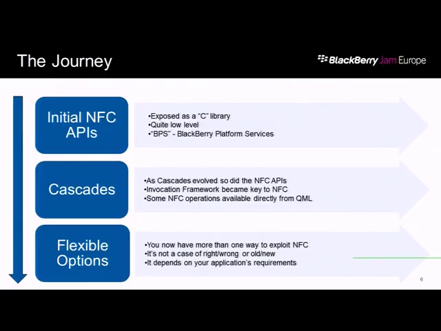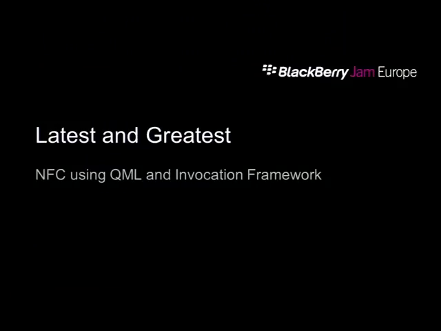So now we have both, and we have flexibility, and this is where we'd like to discuss with you what those options are, what the strengths and weaknesses are of the different options that you now have, and maybe how we'd approach things, not that you have to do it the same way. So, on that point, I'm going to hand over to John, and he's going to start talking about the most recent additions to the BlackBerry 10 NFC APIs. Thank you, John. Thank you, Martin.